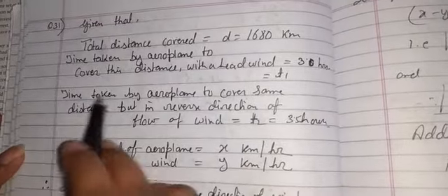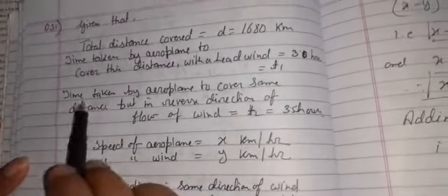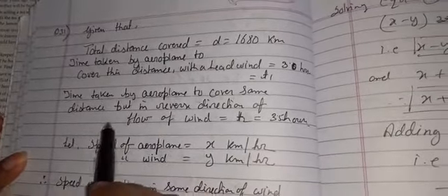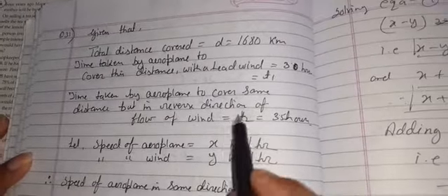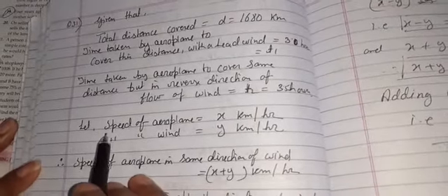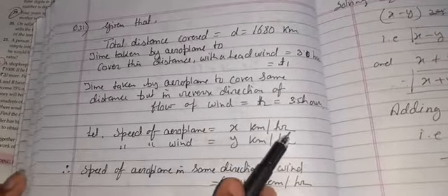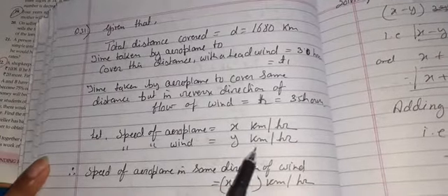So I have noted it as T1. Time taken by the aeroplane to cover the same distance but in the reverse direction of the flow of wind is T2, which is equal to 3.5 hours. And we assume that the speed of the aeroplane is x kilometer per hour and the speed of wind is y kilometer per hour.